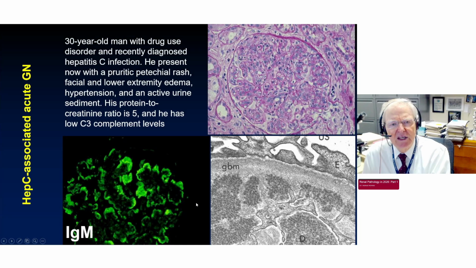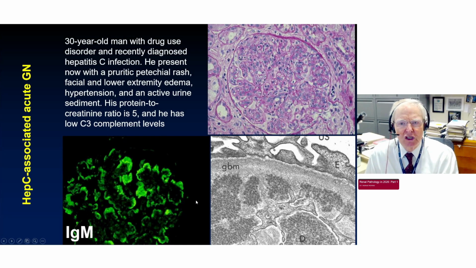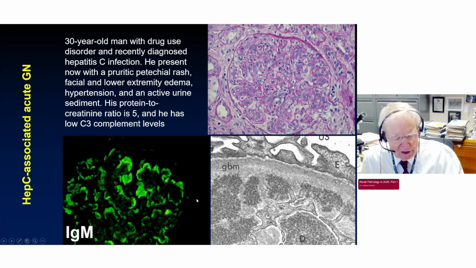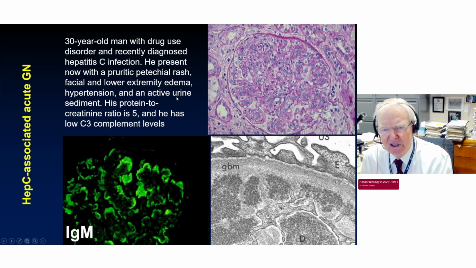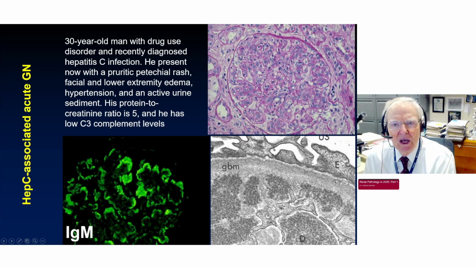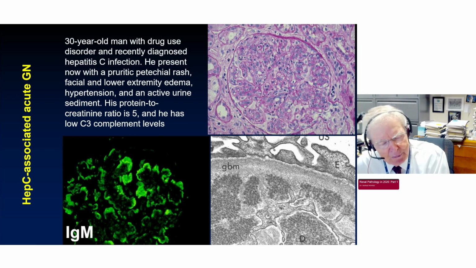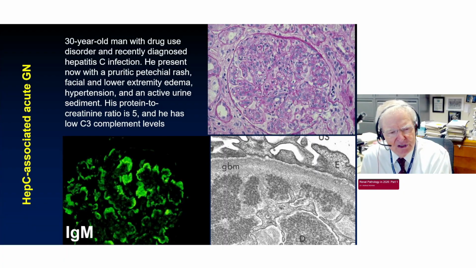Here you have another case of a hepatitis C-associated acute GN. Most often these patients present more chronically, but occasionally you have patients that present very acutely, and you have a diffuse endocapillary hypercellularity. In this case, the deposits are IgM dominant because very often these patients have a mixed cryoglobulinemia, even at the very beginning of the hepatitis C infection.